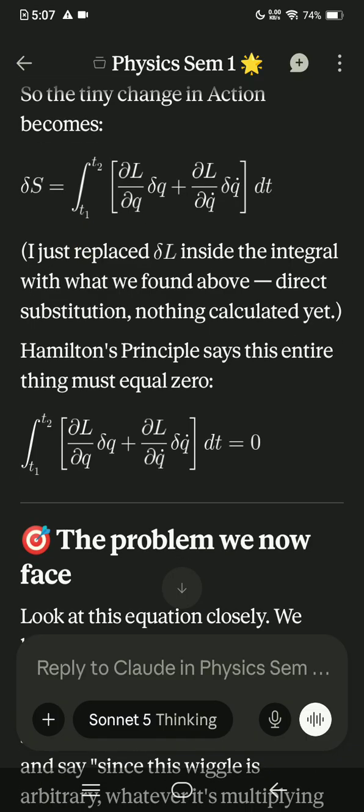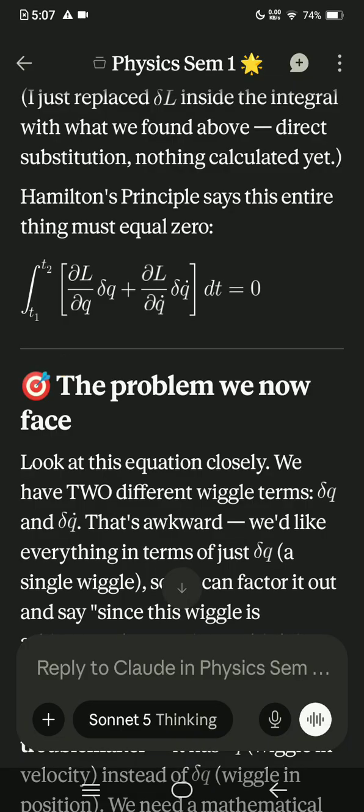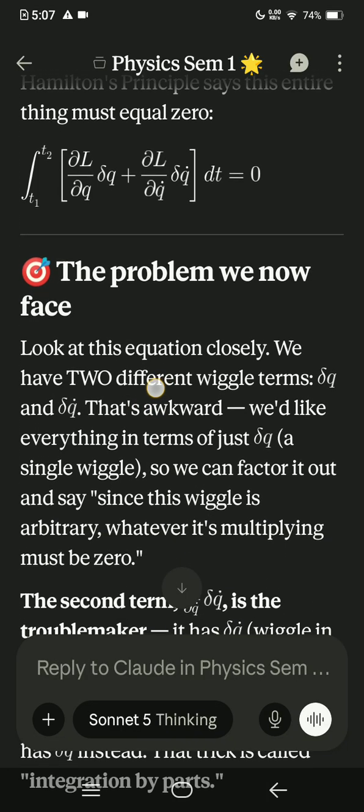Hamilton's principle says this entire thing must equal 0, because we need it stationary. So as little change as possible, almost equal to 0. So del S we want 0, so we put it equal to 0. Hamilton's principle says this entire thing must equal 0.